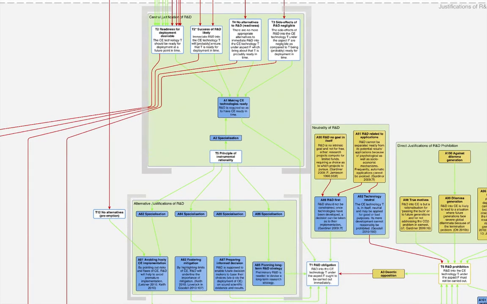But these alternative justifications too have to assume that the side effects of R&D are negligible relative to the intended purpose, and that there are no more suitable means other than R&D for reaching the intended goal. These assumptions are not visualized in the argument map, but they should be kept in mind when evaluating the controversy.